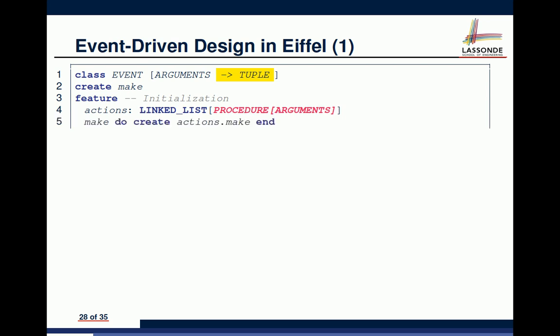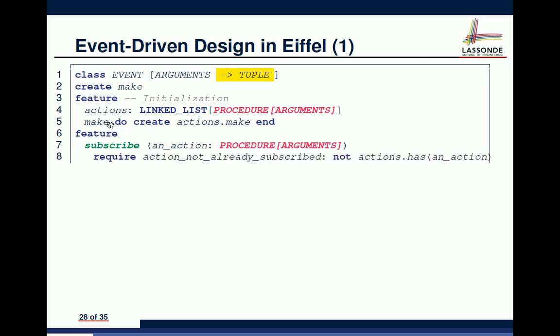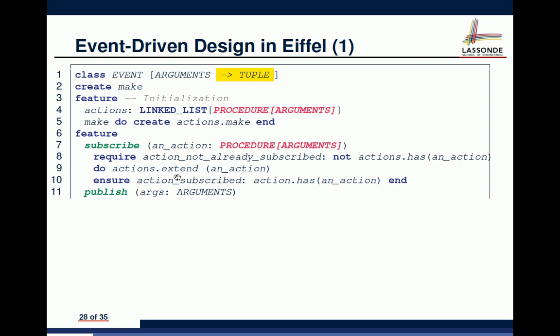And then we can just create some empty actions over here in the beginning, and then we should subscribe. Now, how do we subscribe? Subscribe is easy. We simply add whatever procedure you have into the actions. So the event side is not difficult. Okay, just add it. You got some precondition, you also got some postcondition, right? You just extend. That part is easy. What about publish?